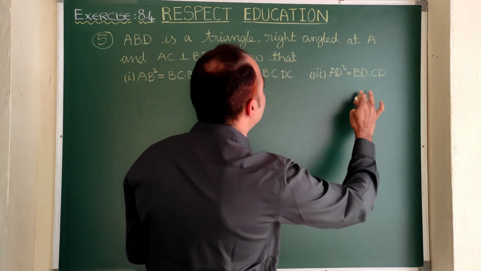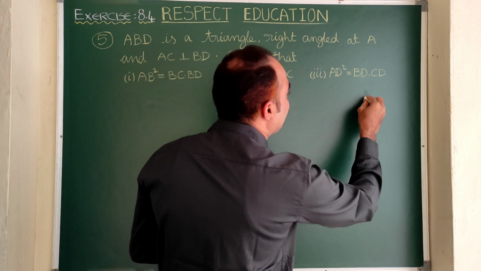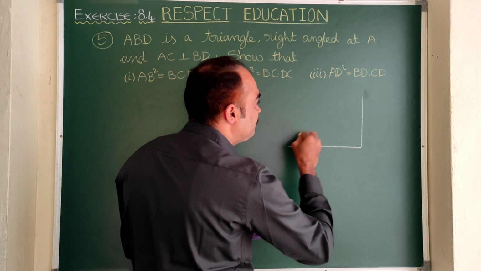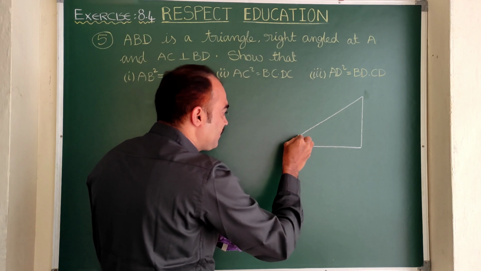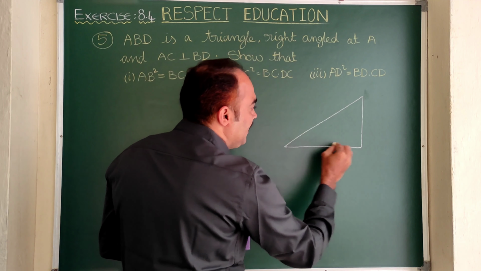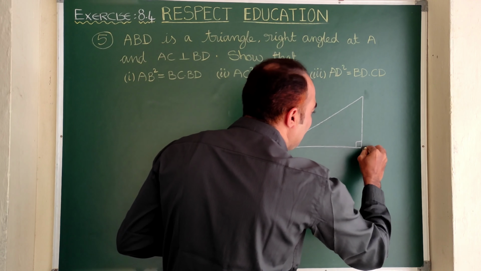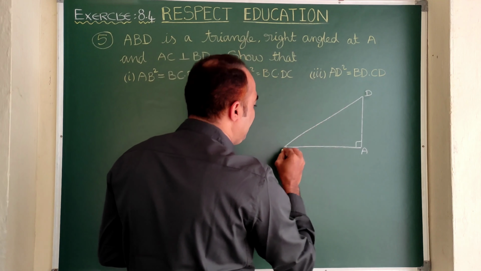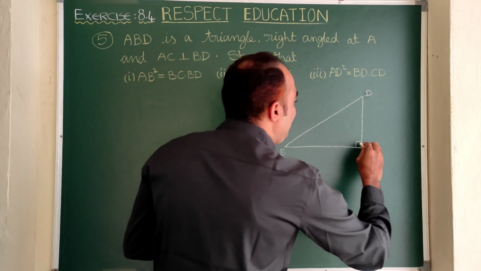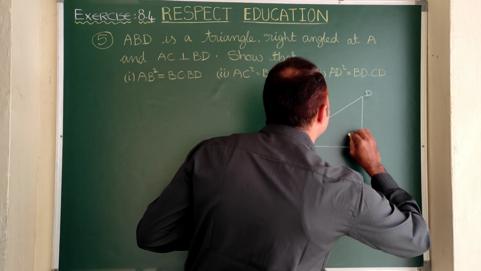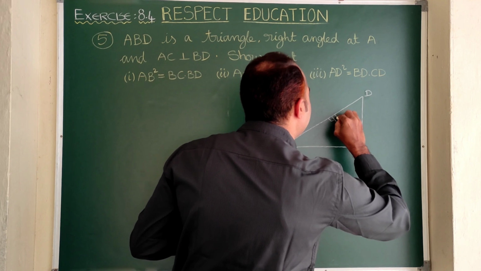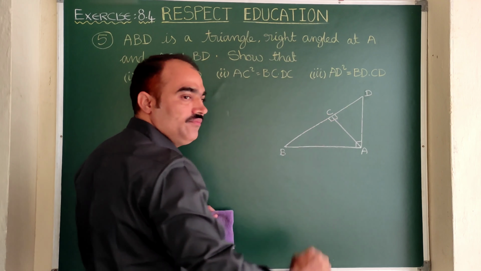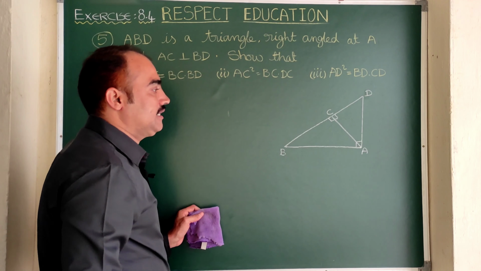Here it is given that ABD is a triangle right angled at A. So let us draw a right angled triangle, especially right angled at A. And B and D can be written anywhere, no problem. Here I am writing D, here I am writing B. Now from A one perpendicular is drawn, that is AC. It is given AC is perpendicular to BD. Now 3 bits are there.